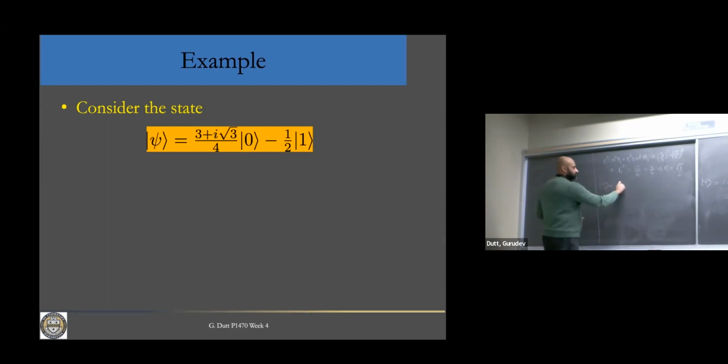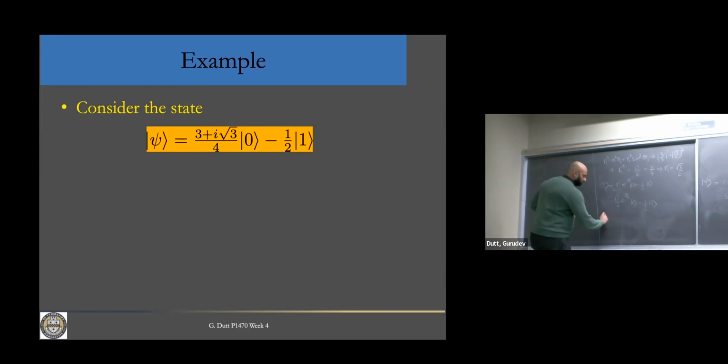as R1 e to the i theta 1, right, minus 1/2 times 1. And if I want to put in what R1 and theta 1 are, it's just e to the i pi over 6, 0 times 0 minus 1/2 times 1. And remember, we want to put it into this format: cos theta over 2, sine theta over 2, right?